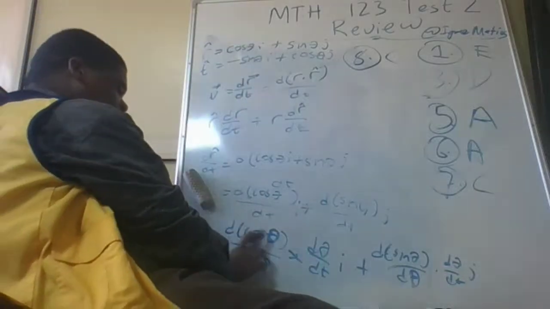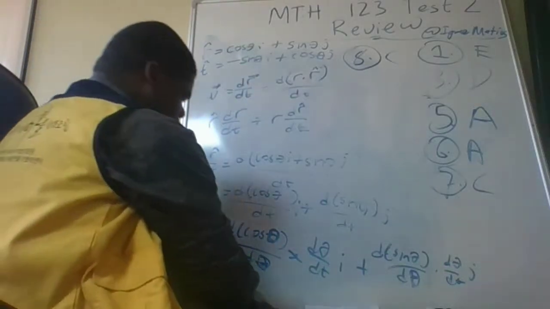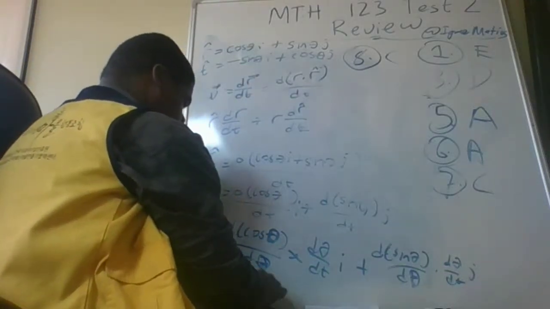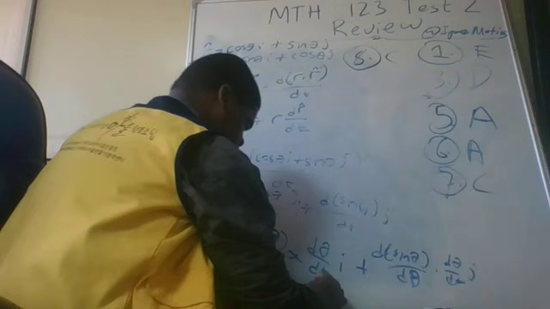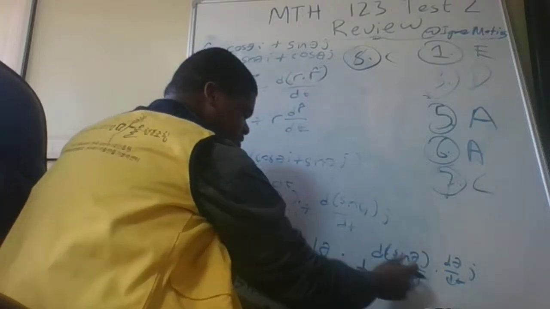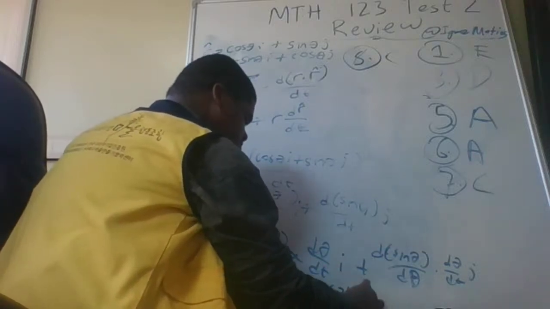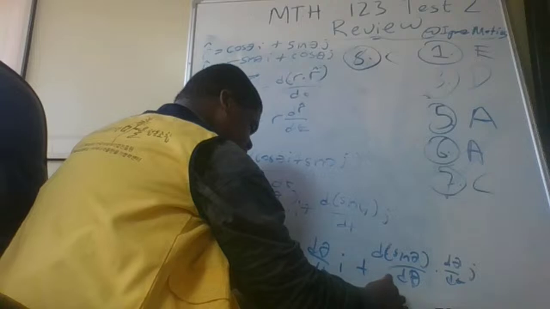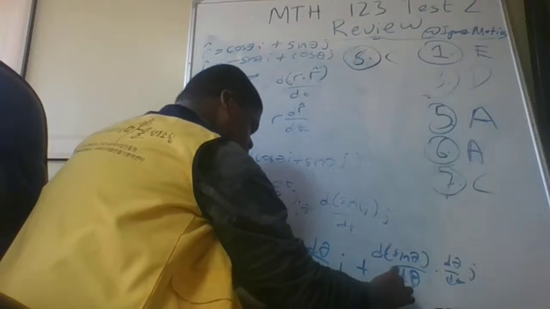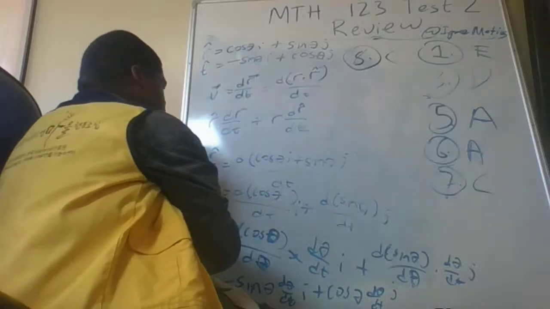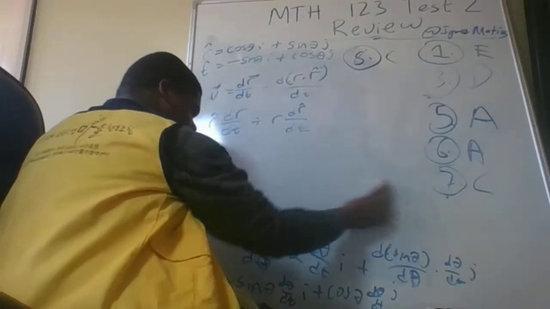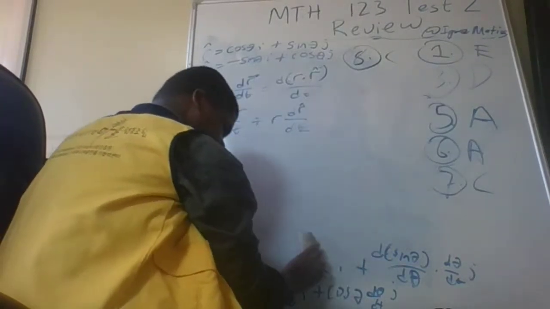So if you differentiate cos theta with respect to theta, you're going to have minus sine theta times d theta over dt times i. Plus, if you differentiate sine theta with respect to theta, you're going to have cos theta d theta dt j. Okay, let me rewrite all these things that I've done. Let me write everything up here.